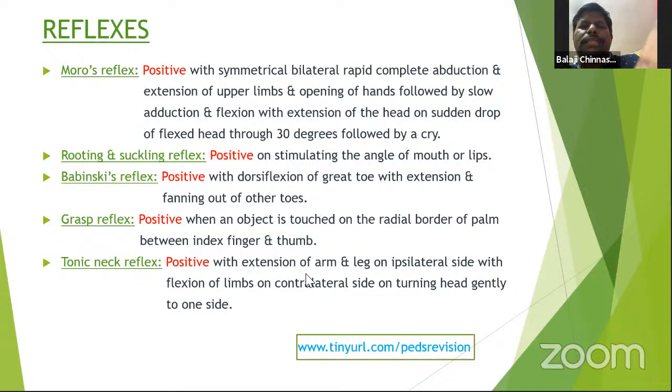So you can safely say it matures by birth, but many reflexes are seen even before itself. So even 28 to 32 weeks itself, Moro will be there. Then rooting and sucking, 32 weeks, they will start having rooting reflex. So you can say that they will be present even earlier, but it will be well matured by birth.